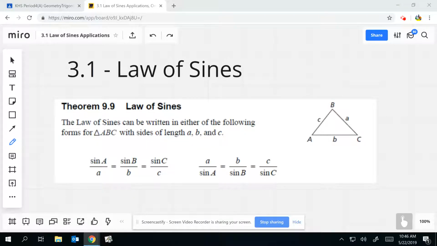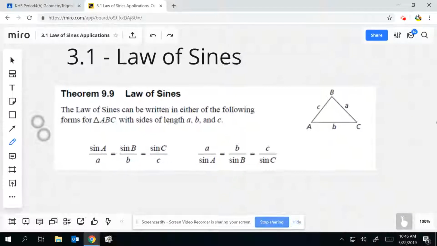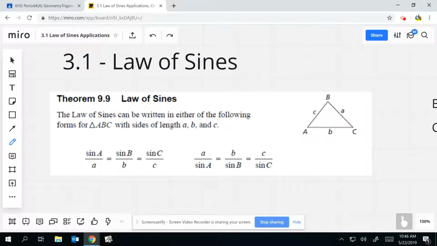Okay, 3.1, law of sines. Why or when would we use law of sines? When it's not a right triangle. If it is a right triangle, we use SOHCAHTOA, right? We use SO, CA, and TOA to solve right triangles. Law of sines is when it's not a right triangle.